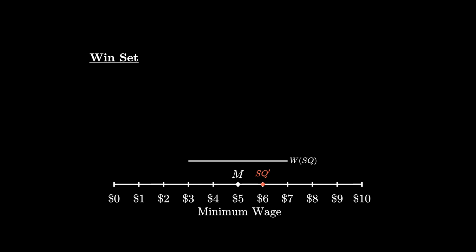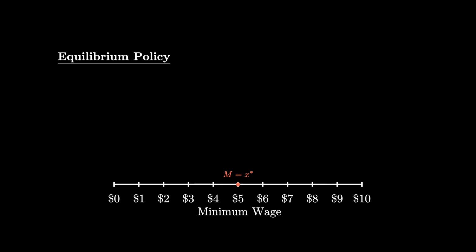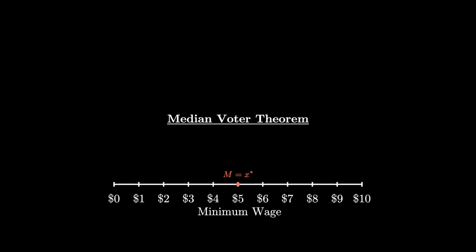To do this, we'll draw in a new win set for the new status quo, pick a new policy within that win set, make that the status quo, draw the win set for that policy, and continue until we find a policy with no win set. This process reveals that the one policy that has no win set is the policy that's exactly at the median's ideal point. We'll call that policy the equilibrium policy and label it X star. This means that any status quo policy will eventually become the median's ideal point through a series of majority votes. This is the median voter theorem.